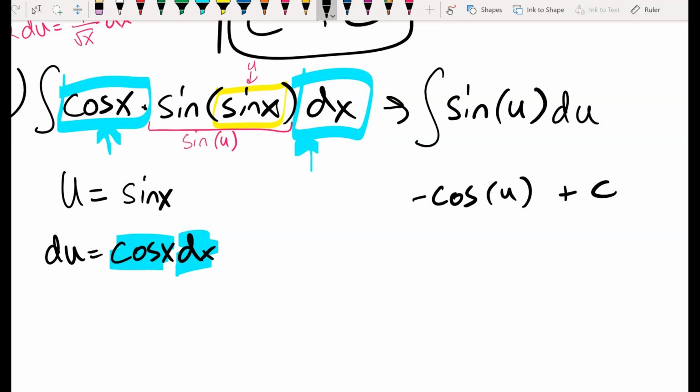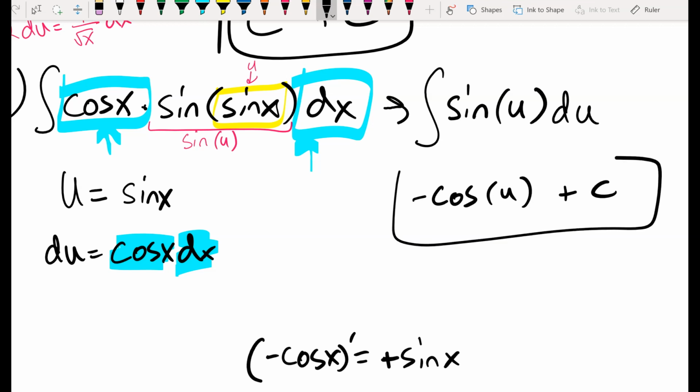And the reason I know that is because if I differentiate cosine, I'm going to get negative sine. So if I try to reverse engineer this rule, I need something whose derivative is just positive sine. So in order for that derivative to be positive sine, I would have had to have been differentiating negative cosine. So that's just the thought process I have there if I have trouble memorizing the rules.